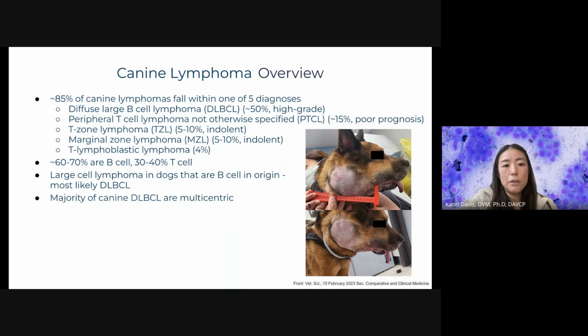Peripheral T-cell lymphoma, not otherwise specified, is a group of T-cell lymphomas that we cannot subtype any further. This is about 15% of the canine lymphomas, and this also has poor prognosis. T-zone lymphoma comprises up to 5 to 10% of canine lymphomas, and this is an indolent lymphoma.